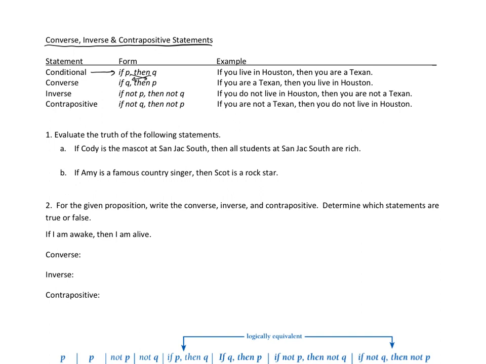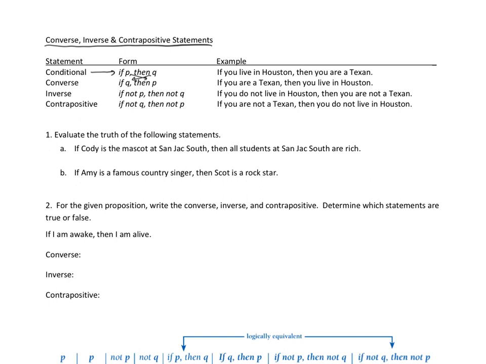Next, we have the inverse, and the inverse is the complete negation of the conditional. So you can see here it says if P, then Q. The inverse would be put not in front of P and Q. So the inverse and the conditional are very closely related. You can see they have the P's and the Q's in the same order. It's just the inverse has not in front of both propositions.